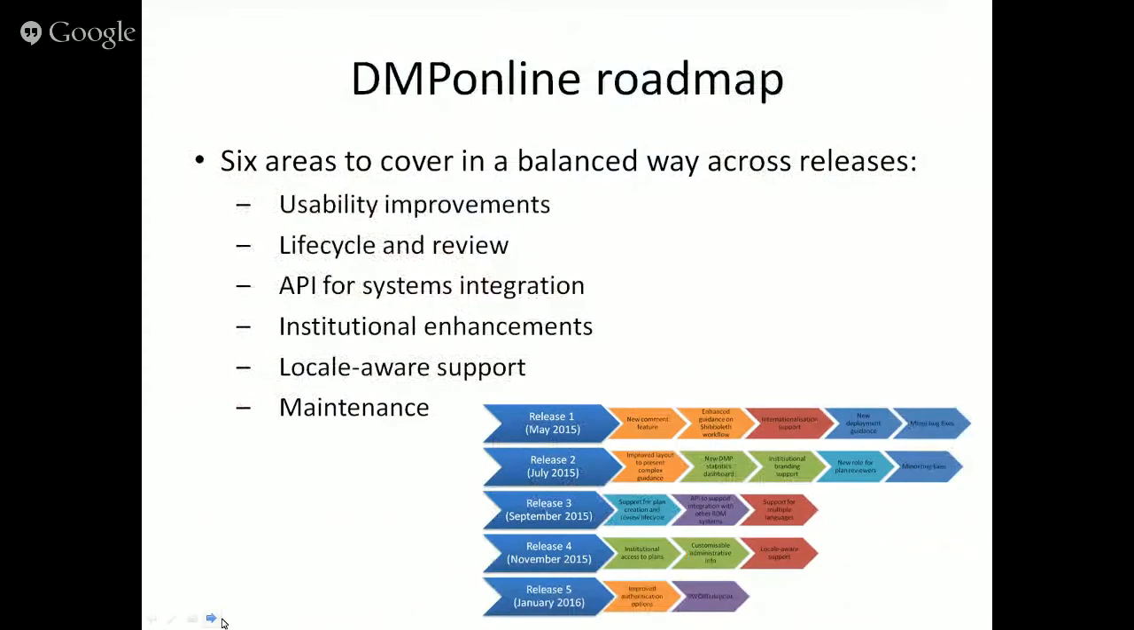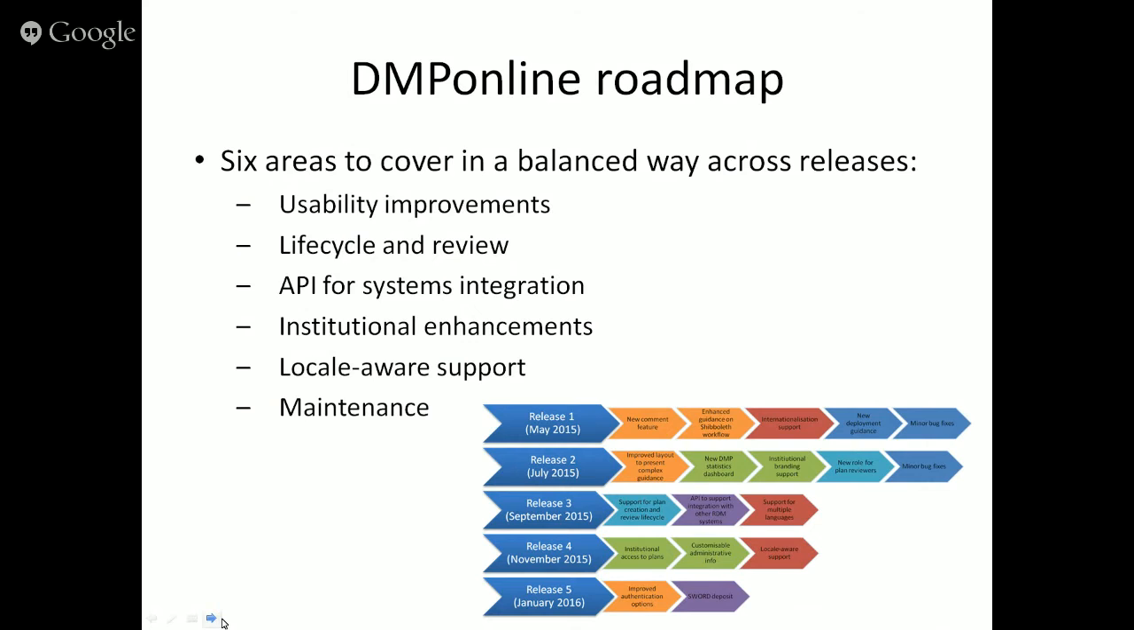So the roadmap has 6 main areas or themes that we're trying to address, and we're trying to do these in a balanced way across all the releases so that you get a bit of each of those improvements in each one. So what we did, we took stock of all the different feature requests that had come in and grouped those together, and there are a few key areas that came out. So usability improvements, adding a life cycle to data management plans and some review functionality so that plans can be checked within institutions before being put forward.